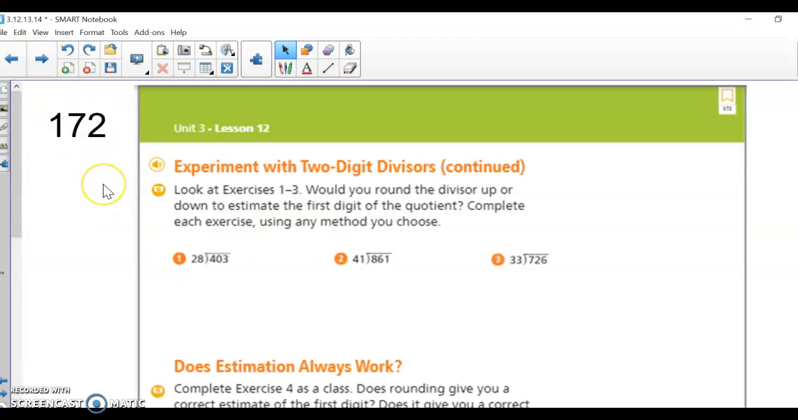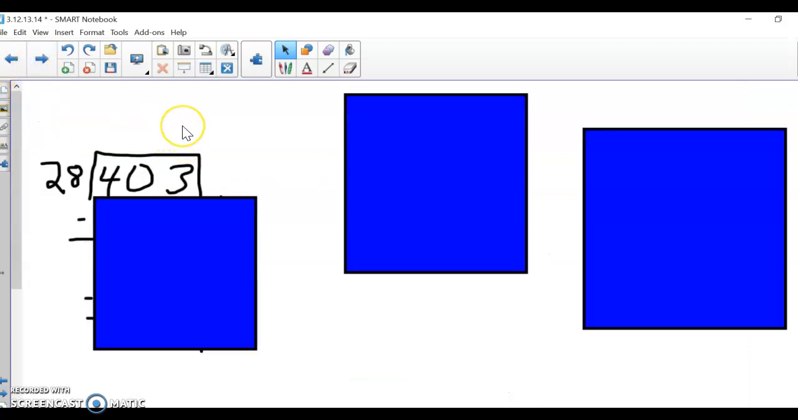So we're going to jump right into page 172, and we'll look at a couple of these examples together and how we could solve 403 divided by 28, and then we'll look at 861 divided by 41. So once again, this is page 172. Let's go ahead and look at these together. So if we have 403 divided by 28, we're going to set it up the exact same way, right? And we're going to think to ourselves, can 28 go into 4?